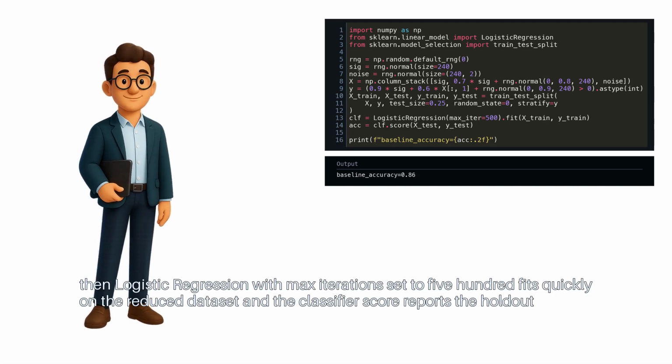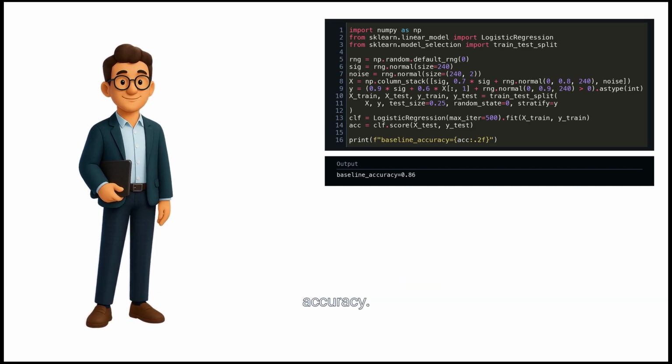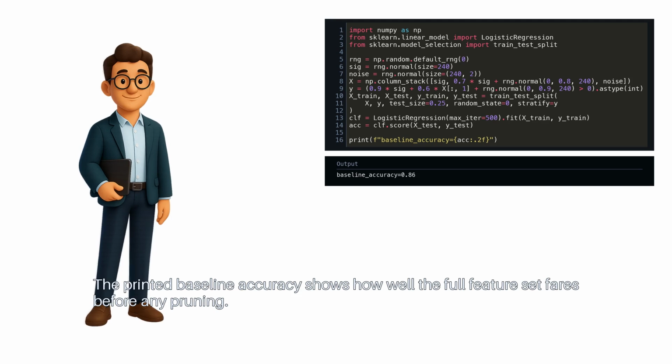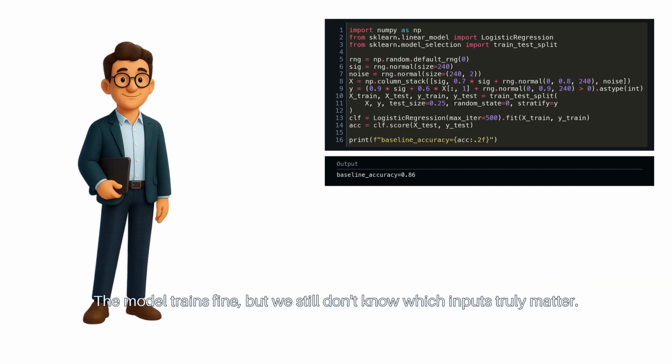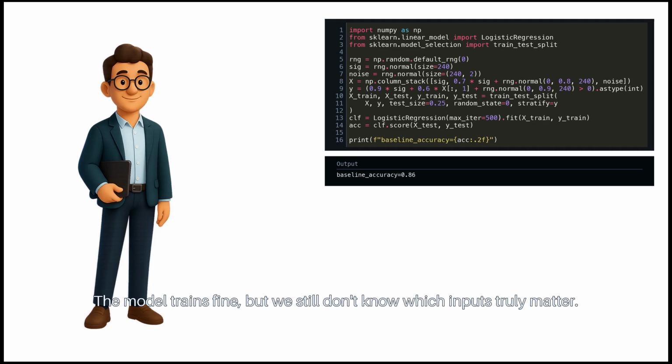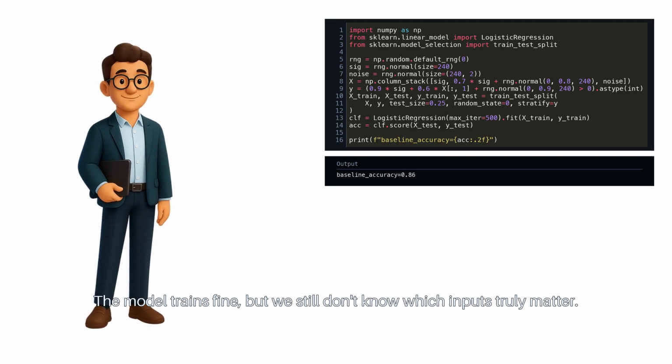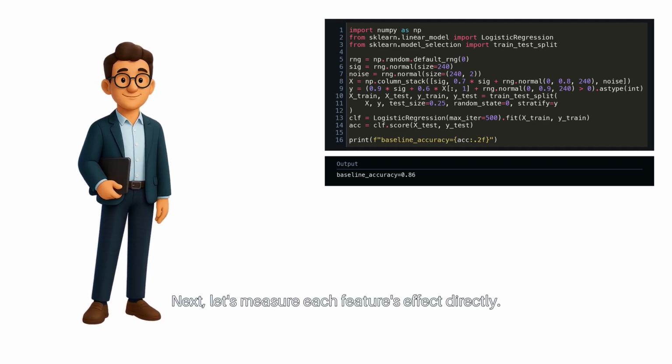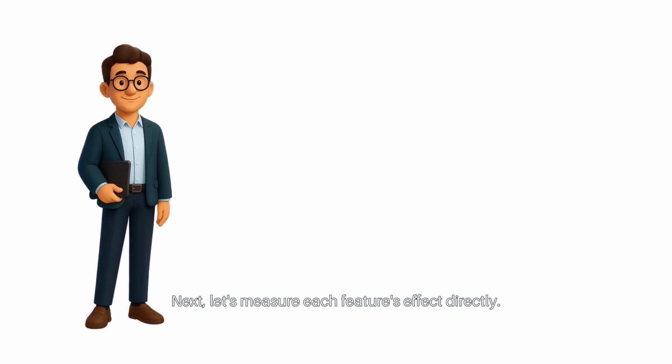Then logistic regression with max iterations set to 500 fits quickly on the reduced dataset, and the classifier score reports the holdout accuracy. The printed baseline accuracy shows how well the full feature set fares before any pruning. The model trains fine, but we still don't know which inputs truly matter. Next, let's measure each feature's effect directly.